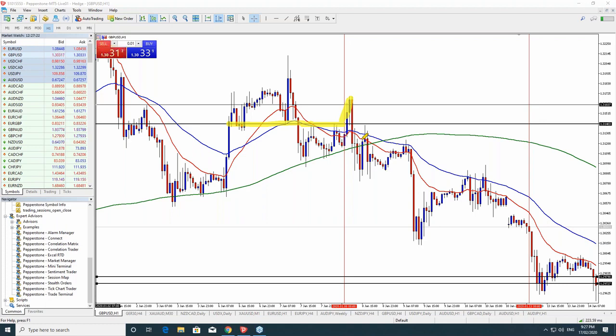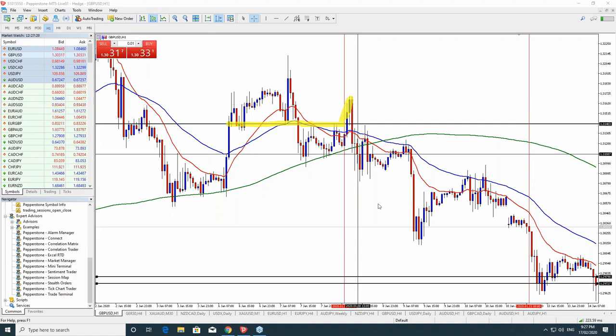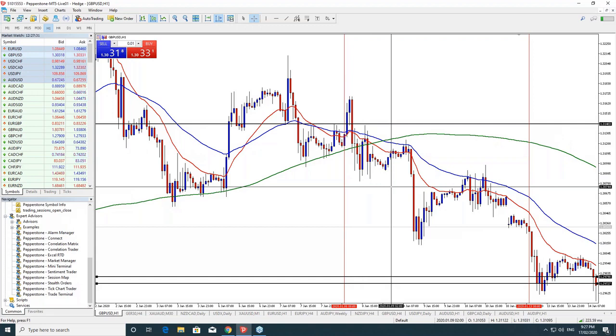Never do the 1 to 2 pip stop loss. It's a massive mistake that I see a lot of traders make. And of course, wait for the confirmation. So whether that's on the 4 hour or 1 hour, once you get that confirmation on those timeframes and you start to see these patterns occur, then you can get involved in your scalping and day trading opportunities.